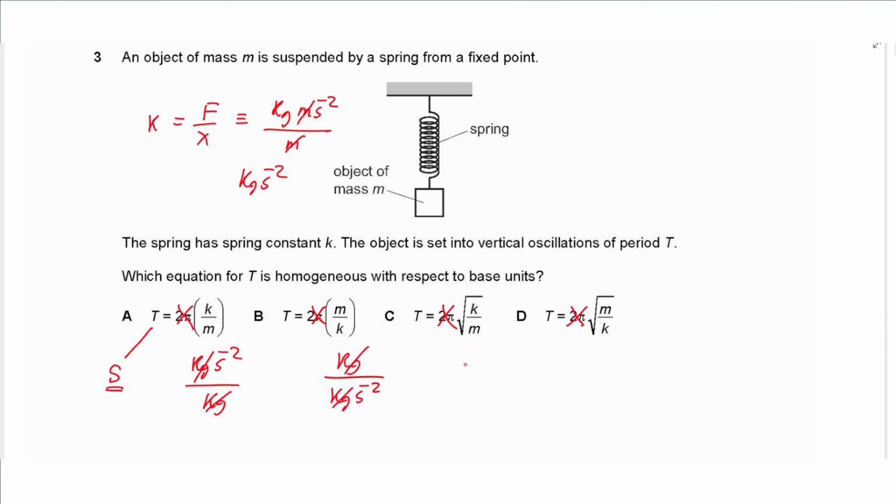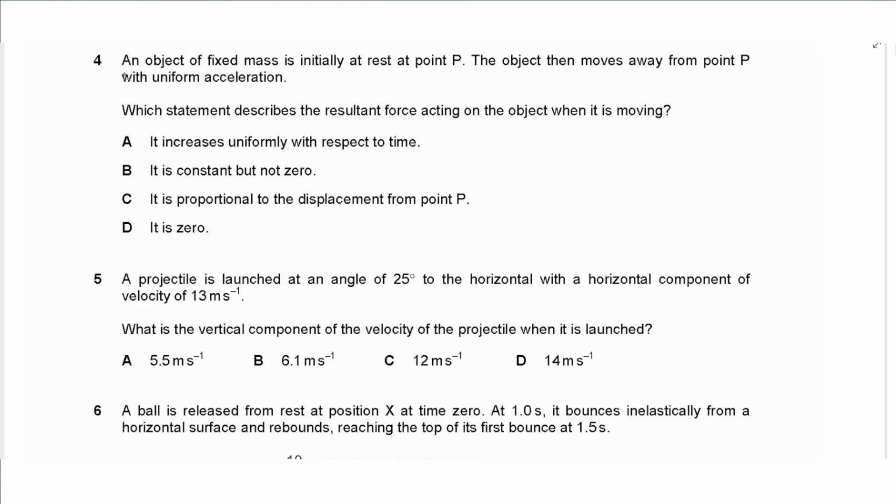Next, we have kilograms per second squared over kilograms, and then we have a power of half for the root. So kilograms cancel, and we are left with second to the power of -2 to the power of half. That's -1, not 1. So again, it's not C, not B, not A. It must be D.